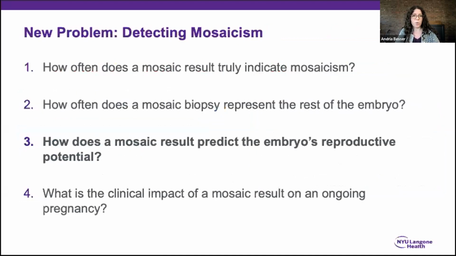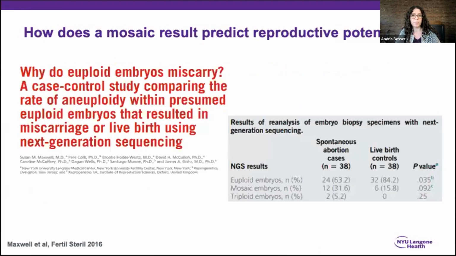So that leads us to the third question. How does a mosaic result predict the embryo's reproductive potential?